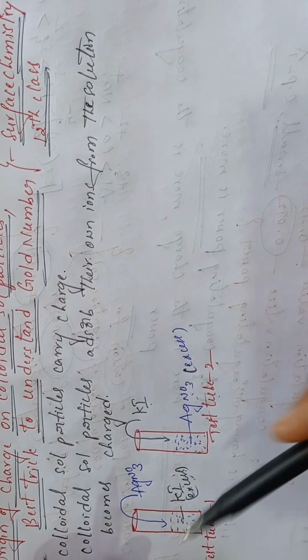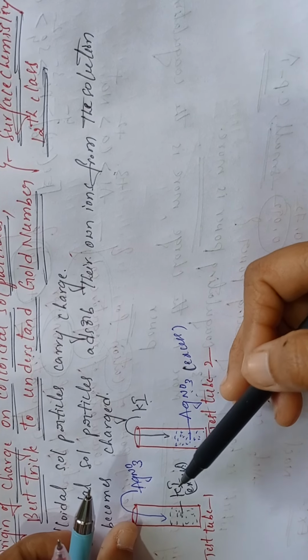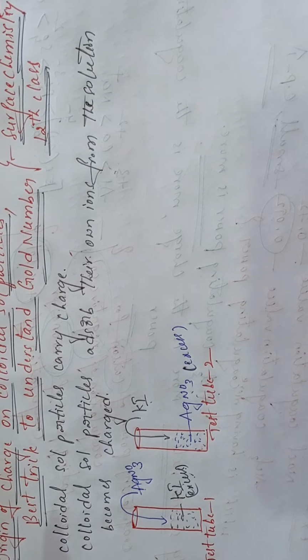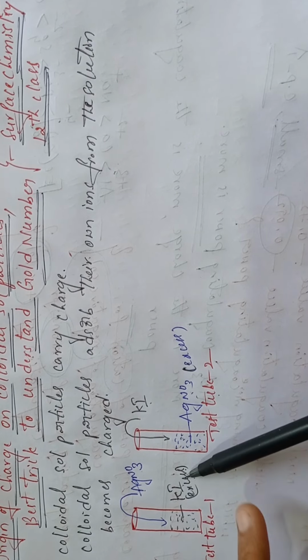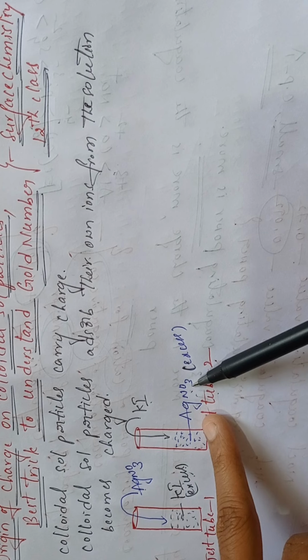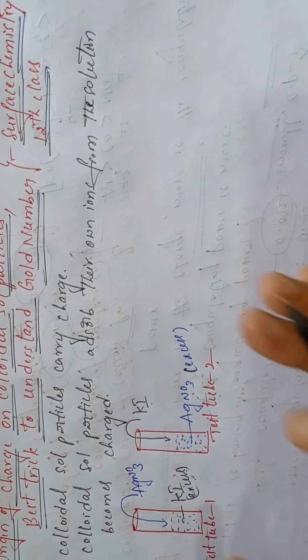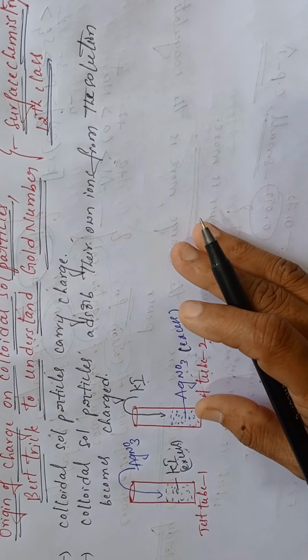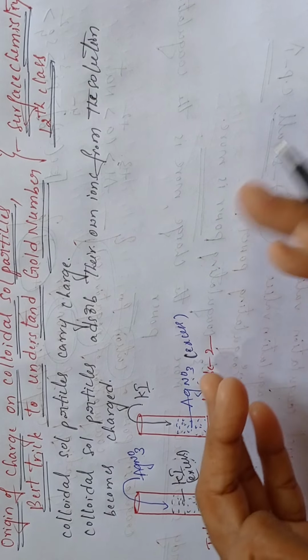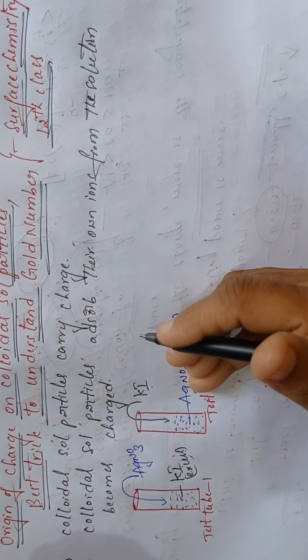Are you clear students? Whenever silver nitrate is added to potassium iodide, what colloid is formed? Silver iodide colloid is formed. Here also, when KI is added to silver nitrate, silver iodide colloid is formed. In both test tubes, only silver iodide is formed.